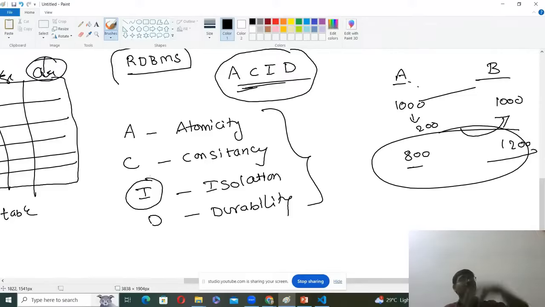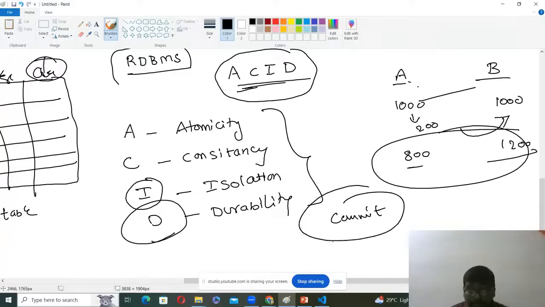For example, I am booking a ticket by using Redbus. Only one seat is available. How is it possible for two persons at a time to book the single ticket? If the first person enters, automatically the second one is blocked. Isolation. Okay. Now durability. Once all your operations are completed, you must commit the data.